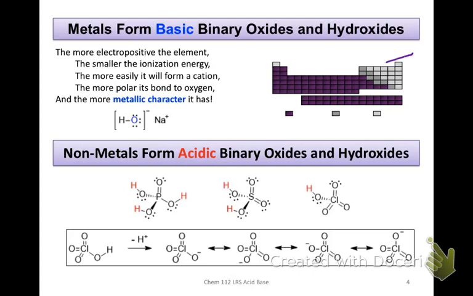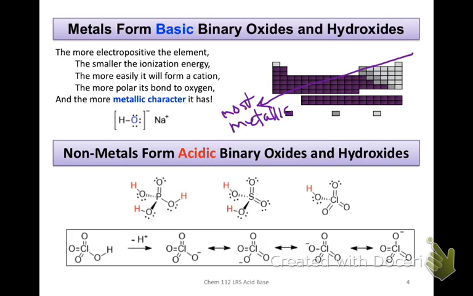If you draw a trend for these, this is how the ionization energy goes down, and it will form a cation more easily and have a more polar bond to that oxygen. These down here at the bottom left are the most metallic elements. Transition metal cations do not follow the trend of the group 1A and 2A metals. They have some different trends that we'll talk about a little bit later.